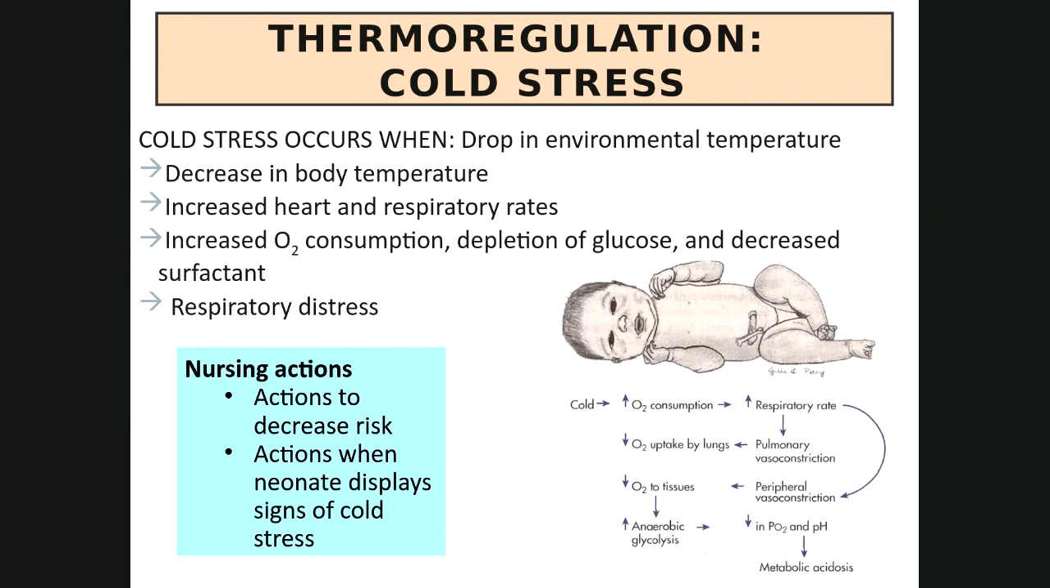So actions, we already went over this, but nursing actions to decrease the risk, right? Put a hat on the baby, put the baby on mom, immediately dry the baby. But when you've dried the baby, get rid of those wet blankets and put dry ones on the baby, okay? And what are you going to do when the baby displays signs of cold stress? I mean, you want to warm up the baby. Again, I said the best place for the baby to go is on mama, okay?